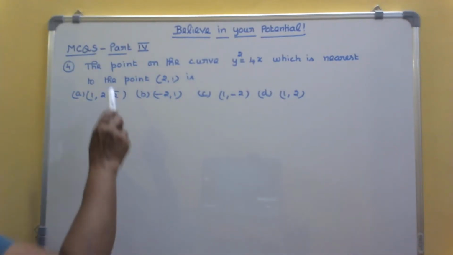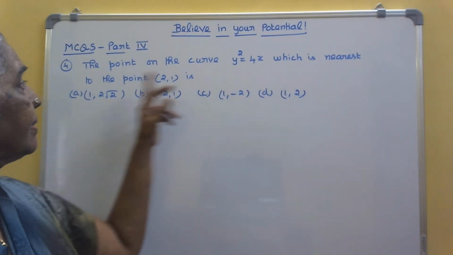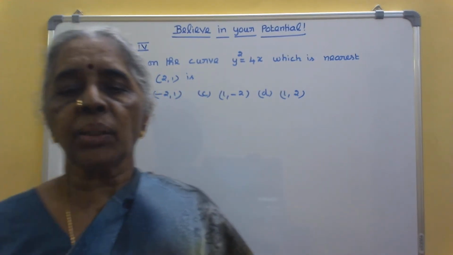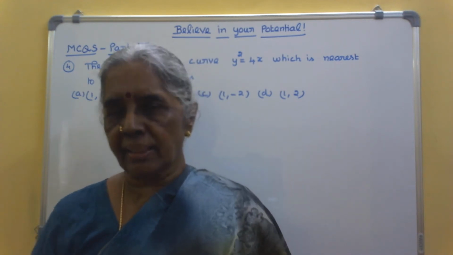Let us see the fourth one. The point on the curve y squared is equal to 4x, which is nearest to the point (2, 1) is, and 4 options are given. Actually, you have a similar sum in example in NCERT.